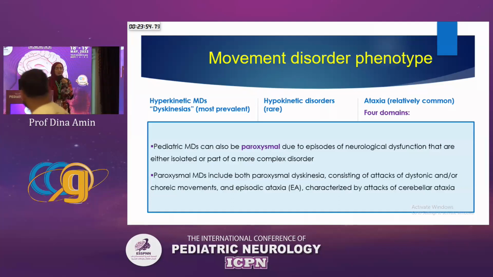Take into consideration, things are not as easy as we think. Sometimes pediatric movement disorders can present as paroxysmal movement disorders, with typically events or episodes of involuntary movements that occur at certain times and then disappear, whether as part of an isolated neurological disorder or a more complex one. And you may also see paroxysmal movement disorders that can include paroxysmal dyskinesias, attacks of dystonia, chorea, choreoathetosis, choreic dystonic movements, and cerebellar ataxia as well.